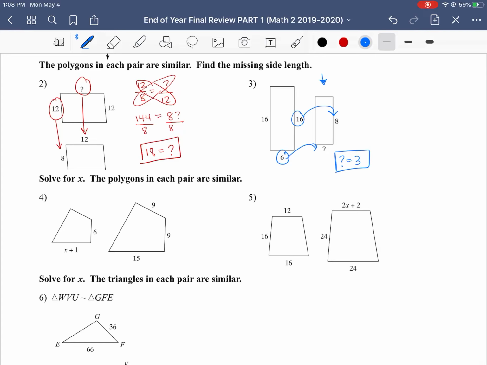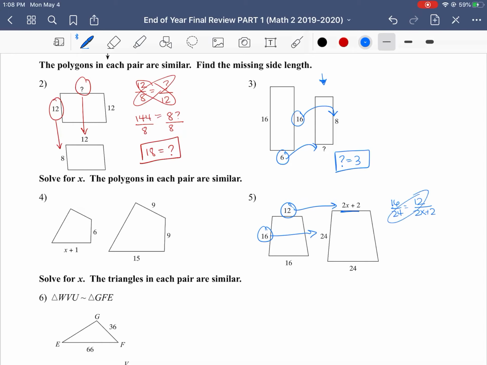On number 5, again, same idea. This one just has a binomial representing the unknown. So if we're looking at this, we could again say 16 is to 24 as it corresponds there. 16 is to 24 in the same way that 12 should correspond to the 2x plus 2.